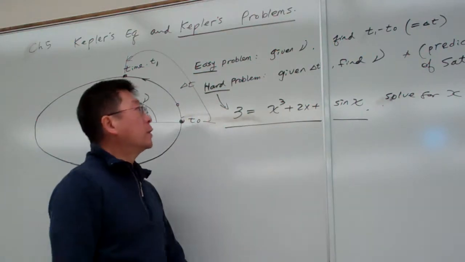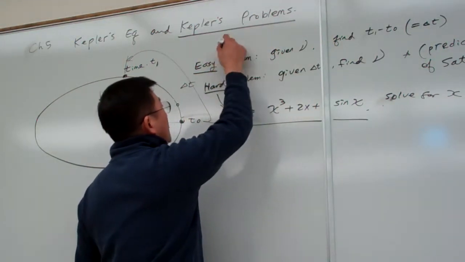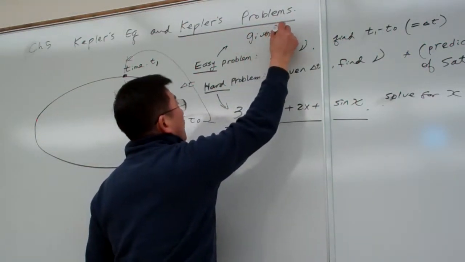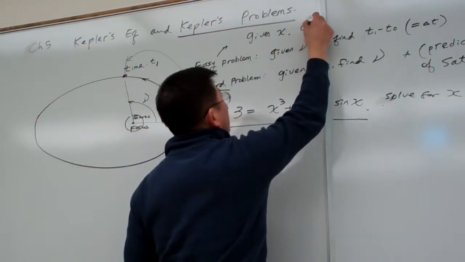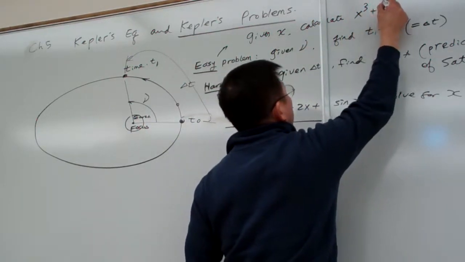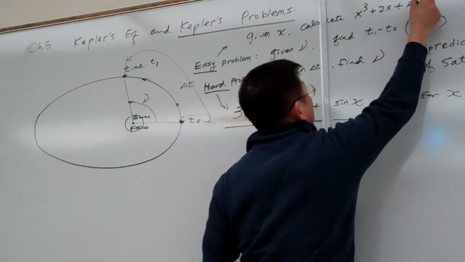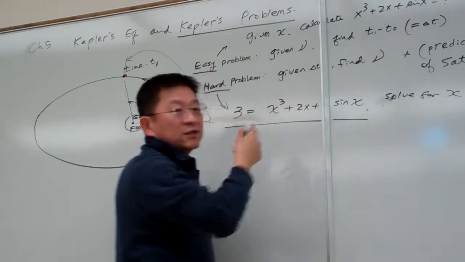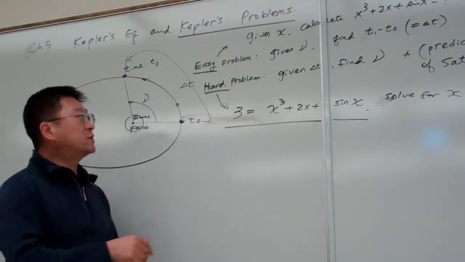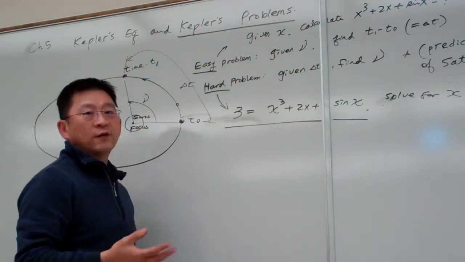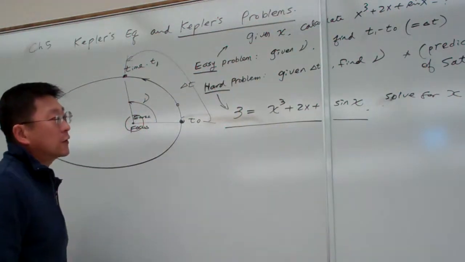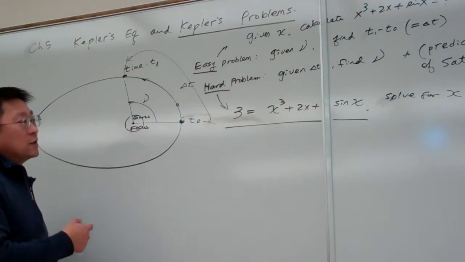So that's okay. And for the easy problem, something like this, we are given x and calculate the value of x cubed plus 2x plus sine x. So you see this one is easy. That is the difference. So basically the hard problem is a root finding question, and this one is simply a direct calculation. Okay, so that is the overview.